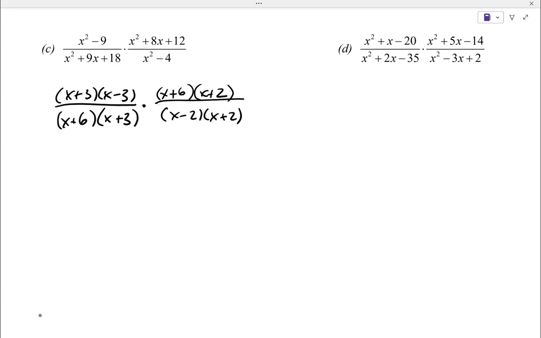All right, so what cancels now? What factors divide out now? X plus 6 does. X plus 2 does. And the x plus 3 does. Good. And we're left with what? Good, that's exactly right. So notice that it's literally the same stuff we did last time, right? The only difference is that if you have a division, I can rewrite it as multiplication first and then do the exact same process.